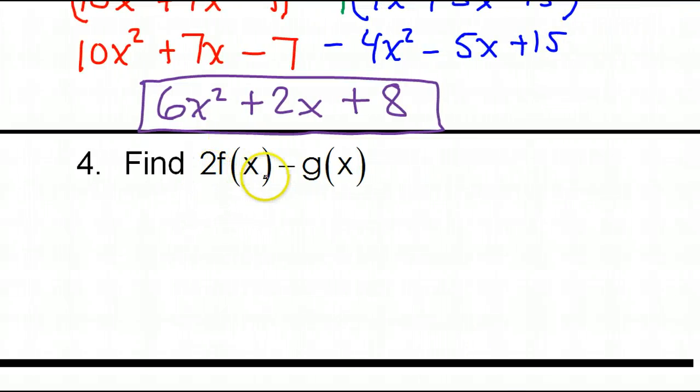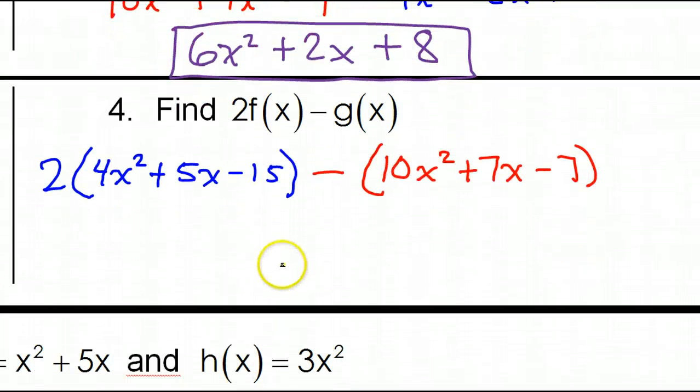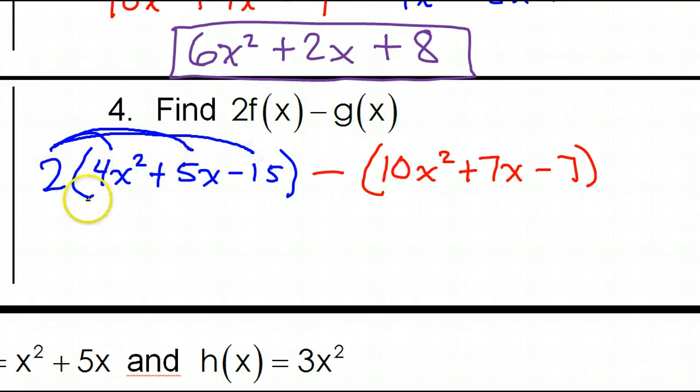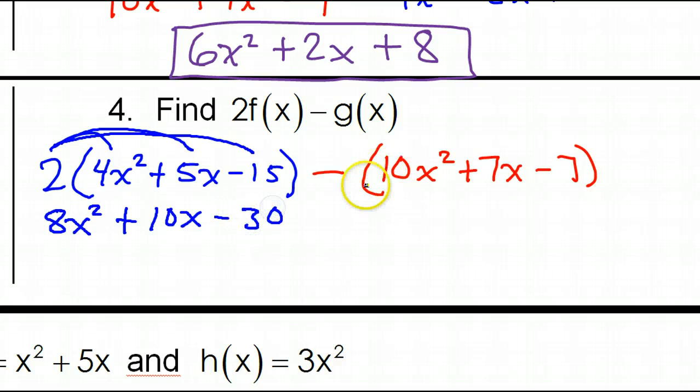Okay, so 2 times function f minus function g. Let's set that up. Alright, so here we go. So here's 2 times function f minus function g. Again, notice my use of parentheses. Do it just like I do. So we're going to do the distributive property with the 2. So that's going to give me 8x squared plus 10x minus 30.